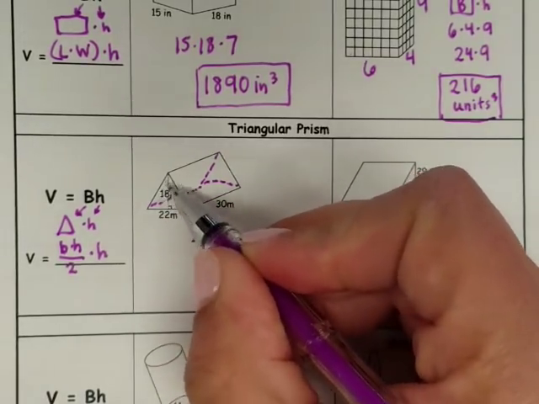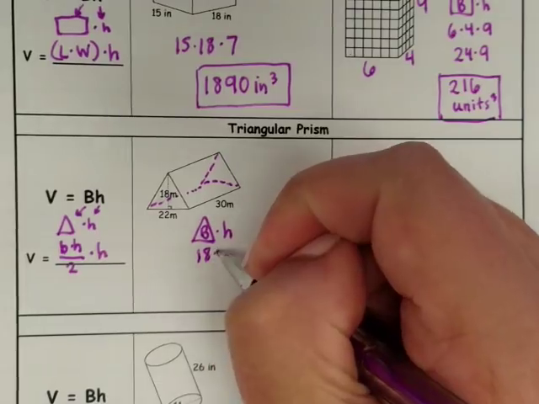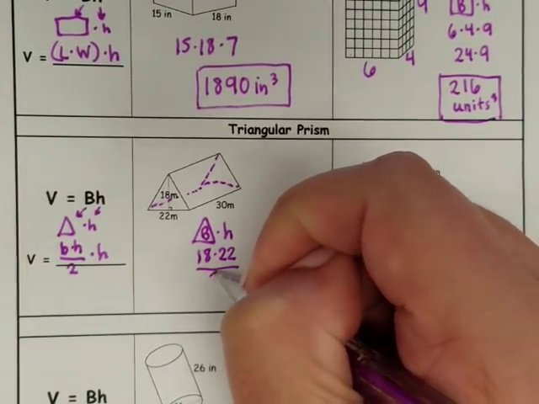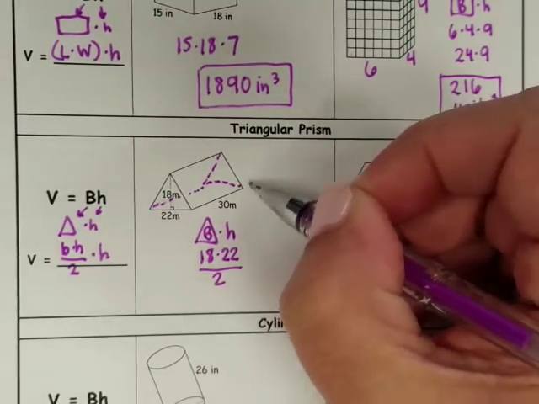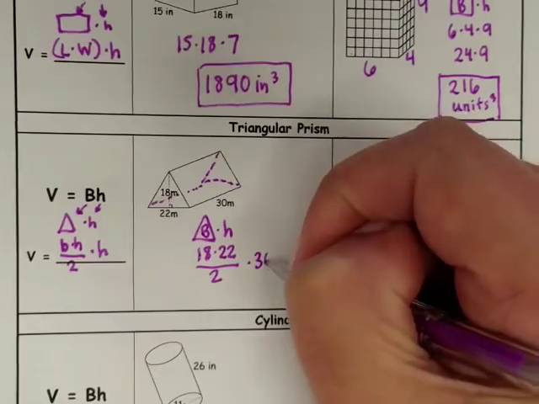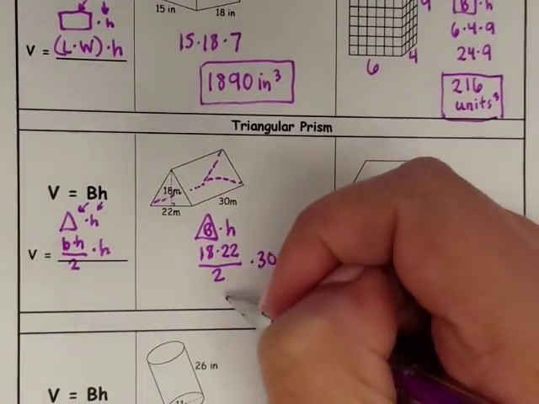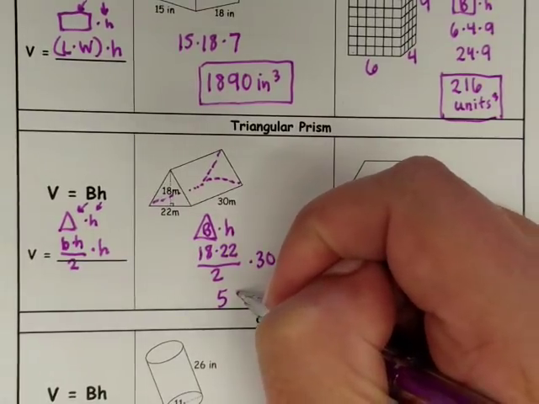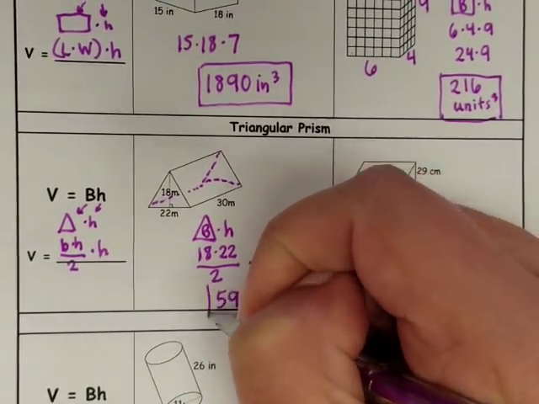The triangle is 18 by 22. So 18 times 22, cut in half, gives me my triangle. And then the height of the prism, again, if I were to stand this up, would be a height of 30. So when I put that into my calculator, I get 5,940 meters cubed for my volume.